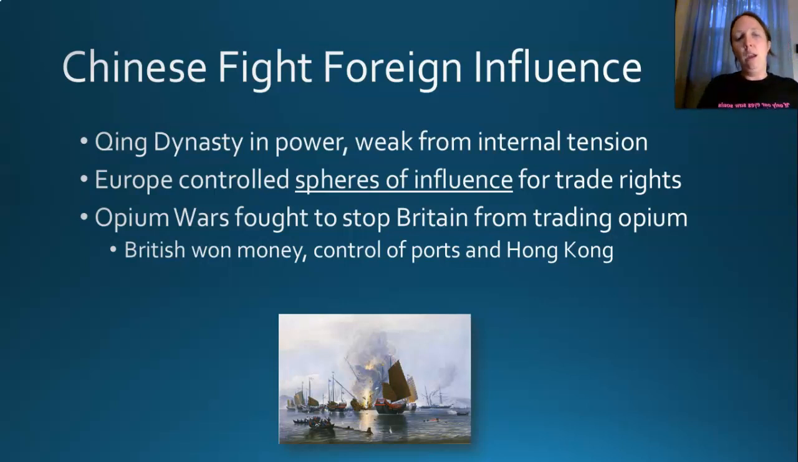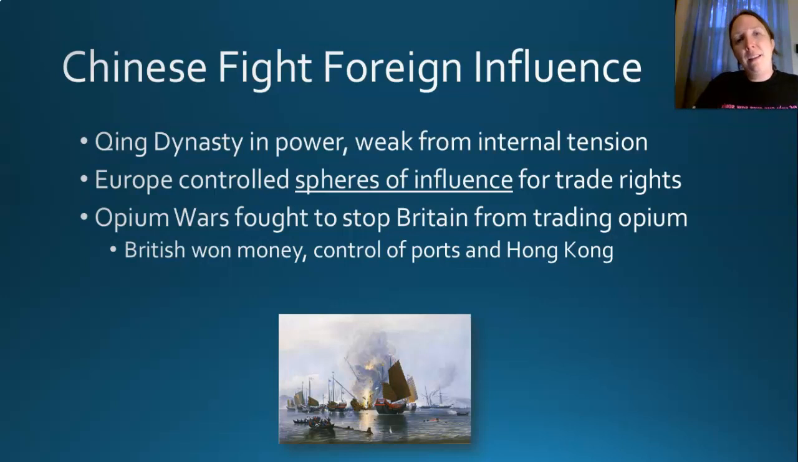We'll get there though. And while Europe never actually colonizes the Chinese, they do create spheres of influence, and they control these spheres of influence, meaning they control the trade of different pockets of China, and they controlled what would be bought and sold in these areas. And of course, they added all sorts of taxes so they could raise a bunch of money.